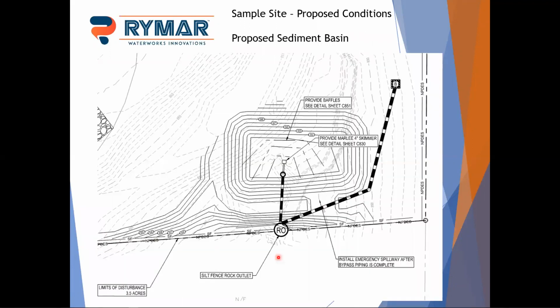So this is our sediment basin plan. We call out the skimmer and the baffles. We have our limits of disturbance. We do have a rock outlet here where we're discharging onto the adjoining property to slow it down and get it stabilized before it leaves. We also have an emergency spillway, in the event that it tops the skimmer or the riser.